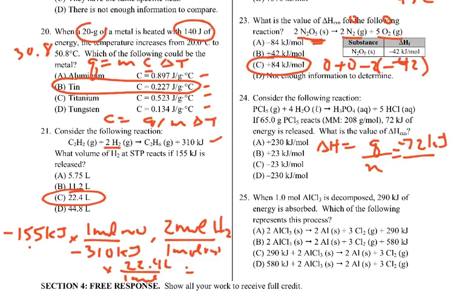And then we have to get moles. So we have 65 divided by 208 grams per mole, and that is 0.3125. And if we work out that calculation, so 72 divided by 0.3125, I get 230. So it's going to be negative 230 kilojoules per mole.